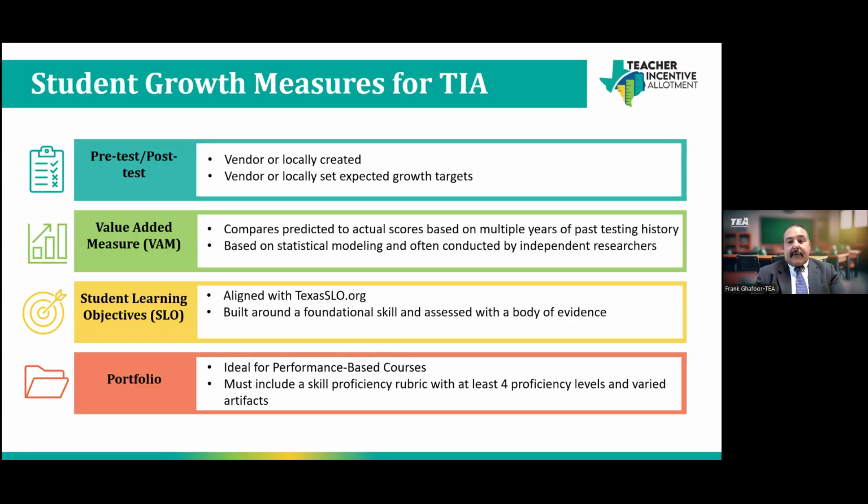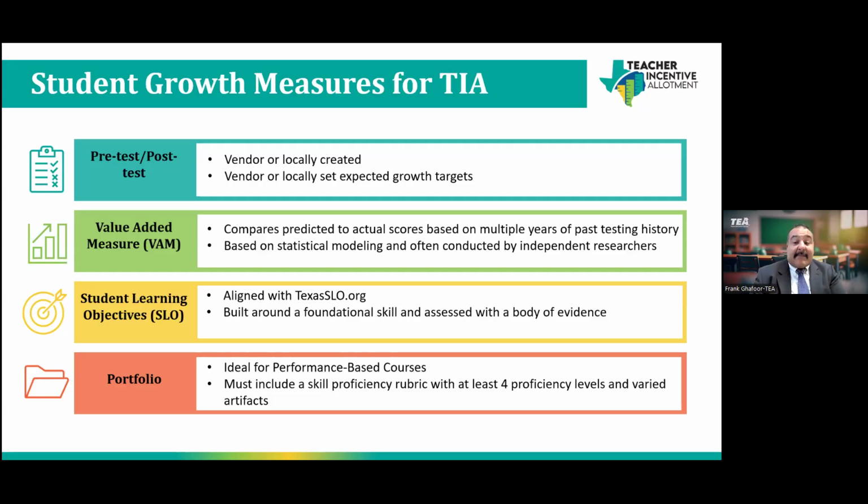When we are talking about student growth measures for TIA, they really come in four flavors, the most recognizable of which is pretest post-test. They can be vendor or locally created, and you can use local growth targets or vendor developed growth targets within the pretest post-test. There are four additional options to that. So pretest post-test is broken down into four different kinds of pretest post-test. We'll talk a little bit more about that here in a bit, but it depends on if you have district created or third-party tests or a mix and match thereof. That would determine which pretest post-test option your district is doing.